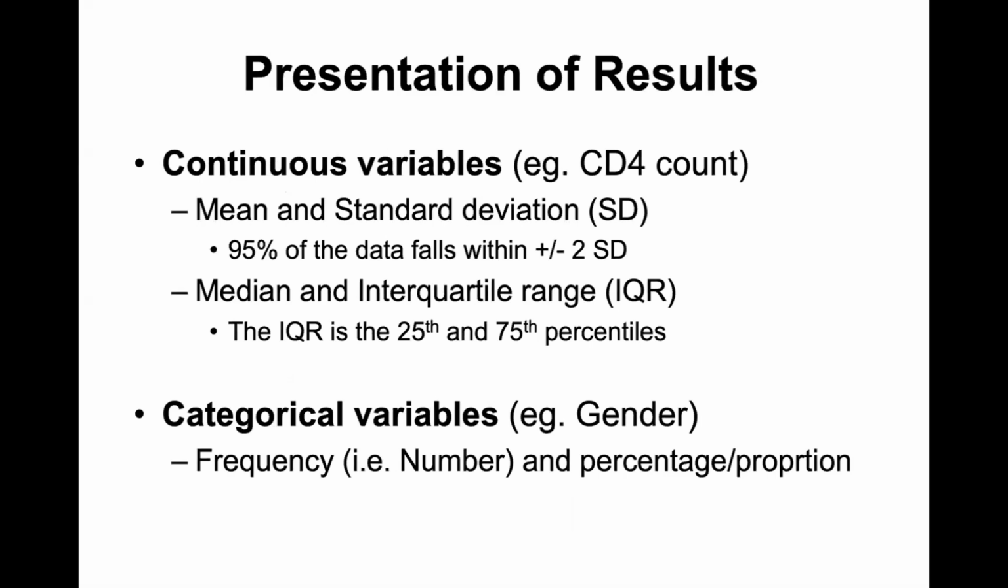So continuous variables, for example, the disclosure worry is a continuous variable. CD4 count is a continuous variable. HIV viral load is a continuous variable, right? And so even let's think about disclosure worries, 0 to 100.